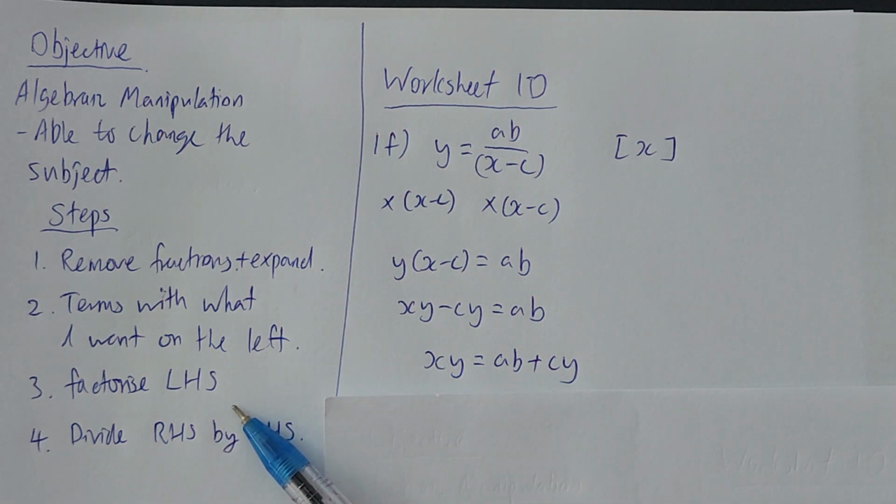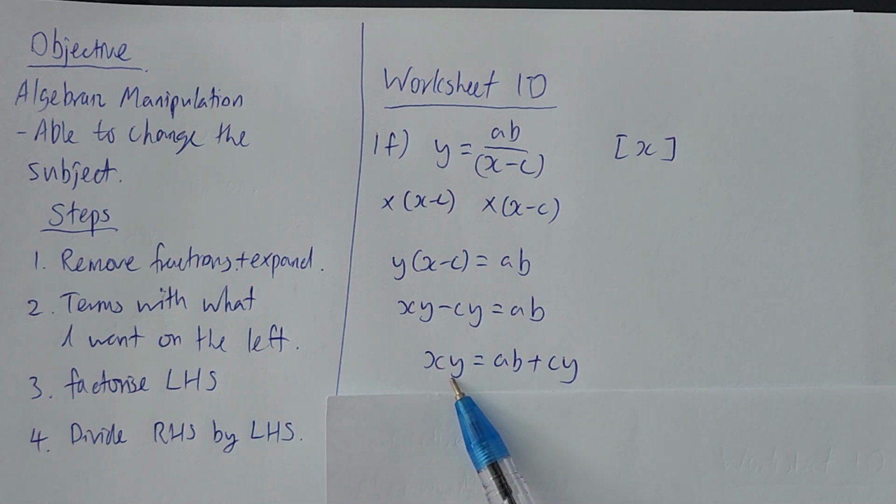Now, step 3 is also an optional step. Factorize the left hand side, LHS for left hand side. In this case, on the left hand side there's only one term, so there's no need to factorize, right? Then step 4, divide the right hand side by the left hand side.